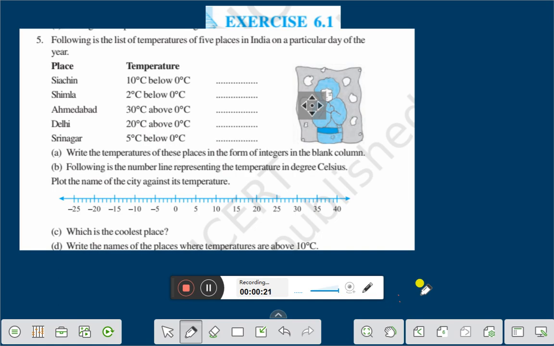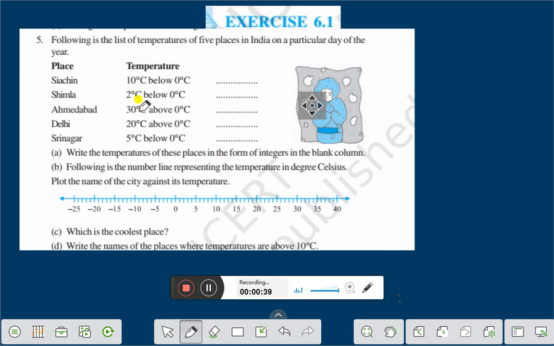The temperatures are 10 degrees centigrade below 0 degrees centigrade, 2 degrees centigrade below 0 degrees centigrade, 30 degrees centigrade above 0 degrees centigrade, 20 degrees centigrade above 0 degrees centigrade, 5 degrees centigrade below 0 degrees centigrade. Write the temperatures of these places in the form of integers in the blank column.